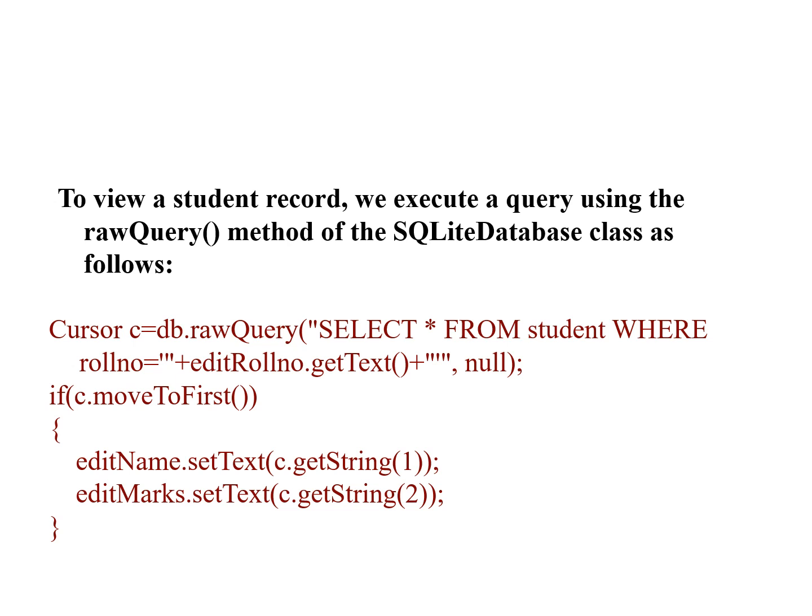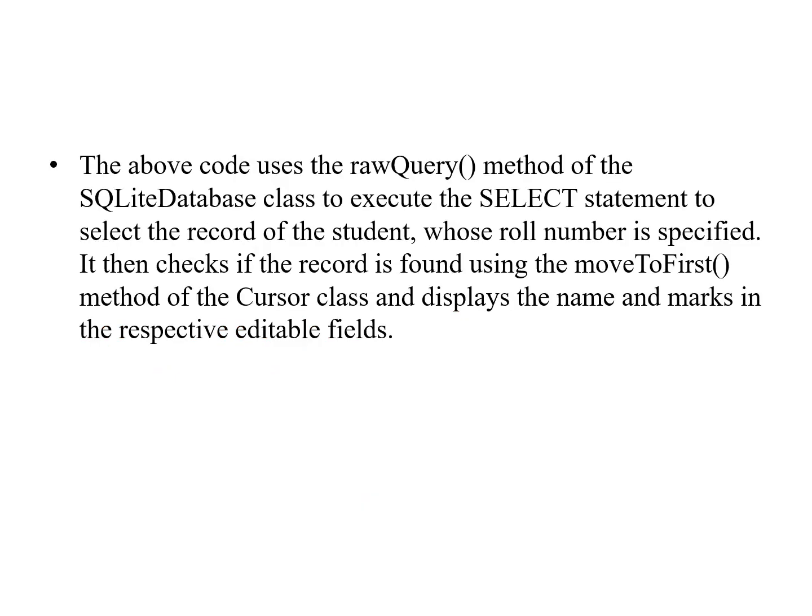The rawQuery method will be returning a cursor as an output, which will be stored into a cursor variable c. Then using moveToFirst, we can keep the pointer at the first position of the result set. Then from there, we are printing those values using getString. The code that we have seen just now is meant for retrieving details of a student having a particular roll number. After retrieving the details, they will be shown in the text boxes. The name and marks will be displayed in the edit text boxes.